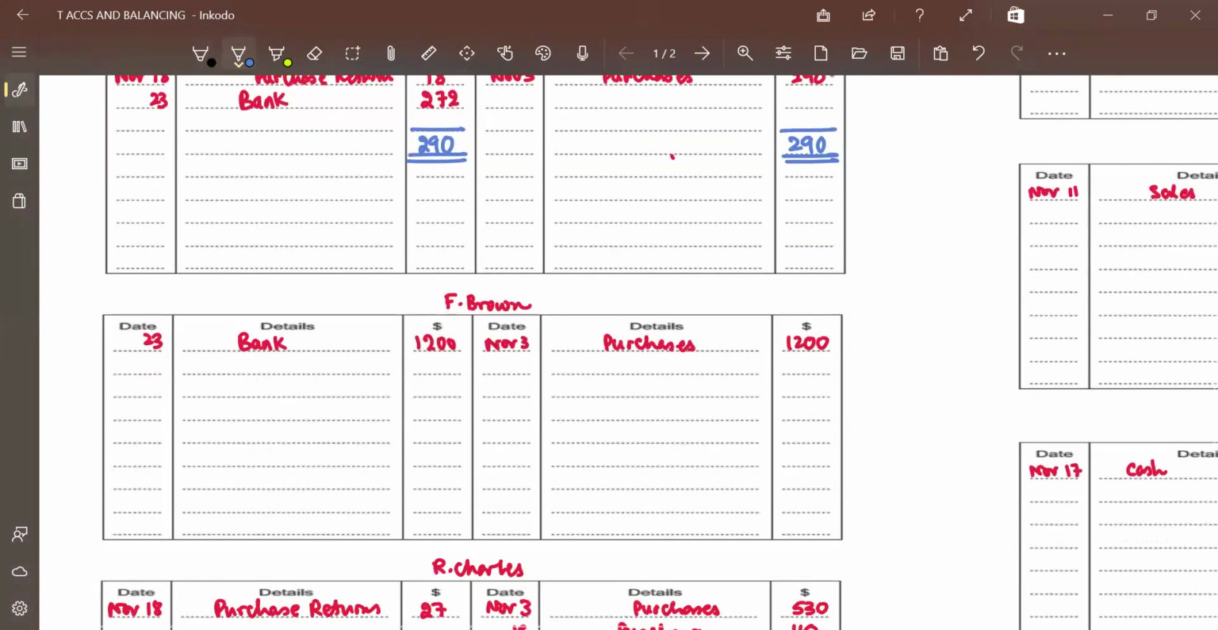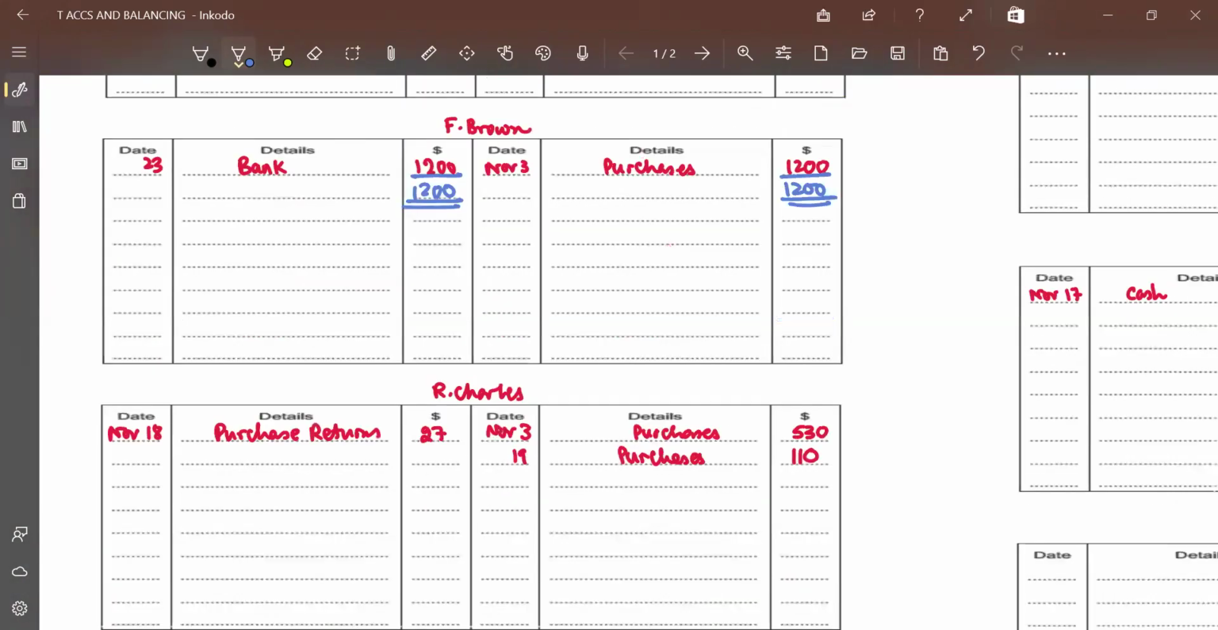However, let's look into F Brown. This account is also settled, right? Because 1200 and 1200, there's no difference on either side. This is settled, so this does not go into the trial balance.